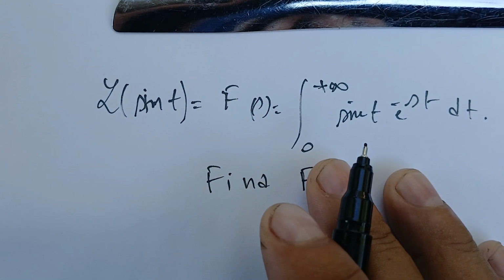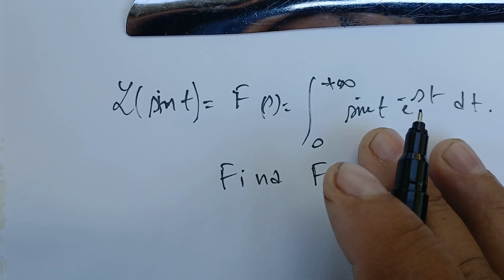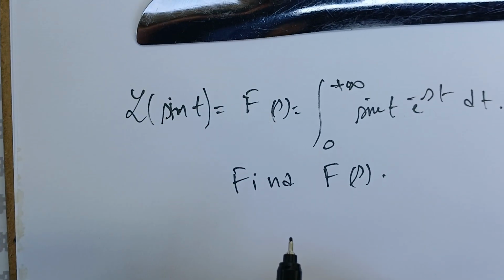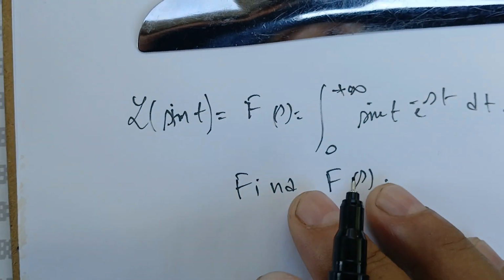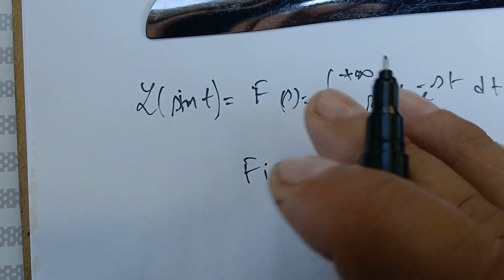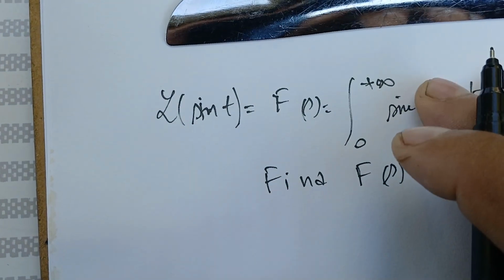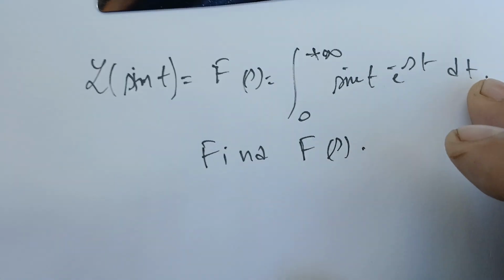Now we're going to find the Laplace transform of the sine function, sine t. We will use the same technique and apply the definition. So the Laplace transform of sine t is the integral between 0 and infinity of sine t times e to minus st dt.